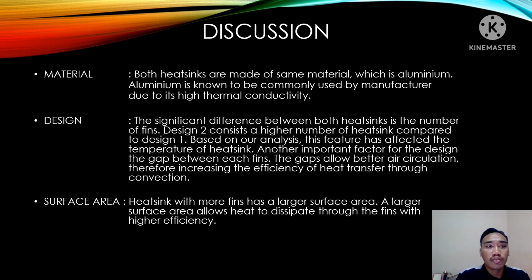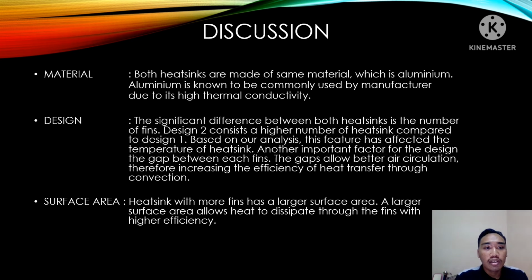For the material, both heatsinks are made of the same material, which is aluminium. Aluminium is known to be commonly used by manufacturers due to its high thermal conductivity. There are other materials with higher thermal conductivity compared to aluminium, but those materials are known to be expensive. So that is why we use aluminium, as it has a cheaper price.